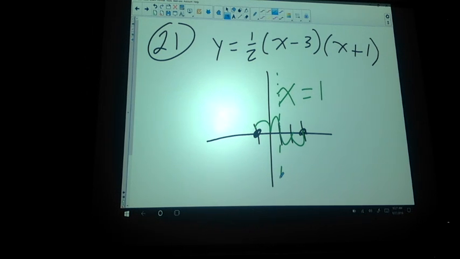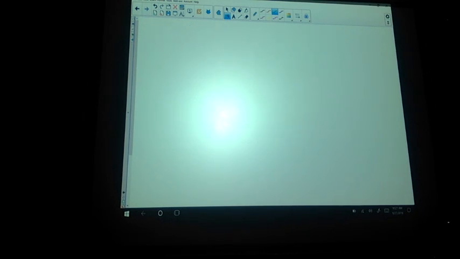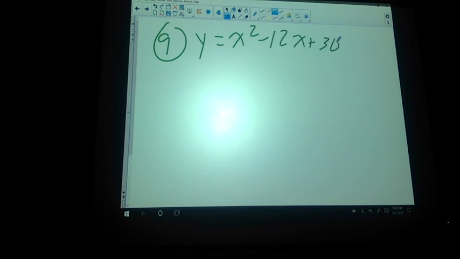What else would you like to take a look? Yeah. Number 9. All right, what do they ask us for? Find the vertex, 4 additional points, label the axis of symmetry, and the vertex. Okay.